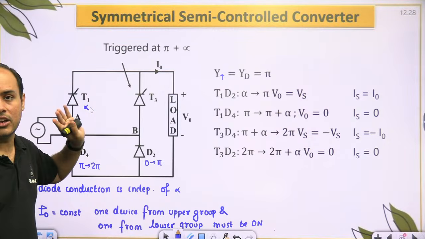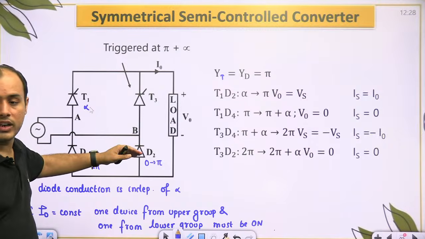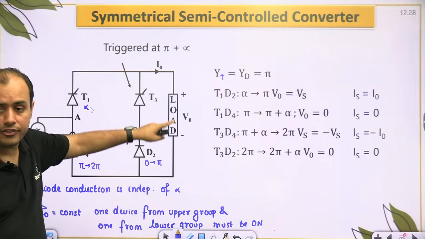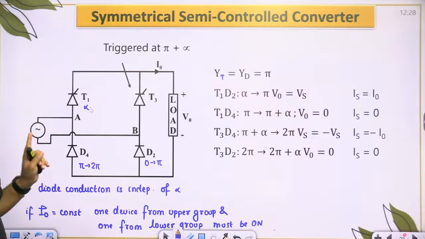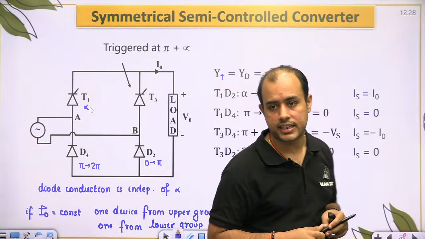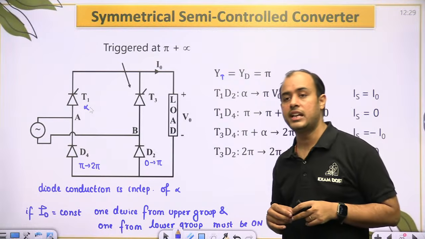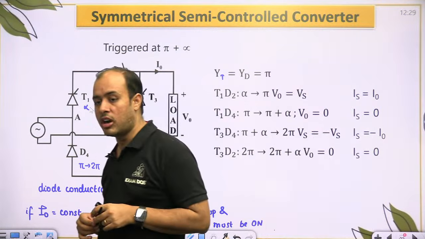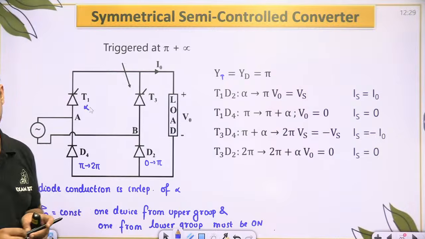So T1 is still not on. So T3, D2 will conduct. Again you will get a freewheeling path. So whenever two devices in the same branch are conducting, we will get a freewheeling action. And V0 will be 0, Is will be 0.